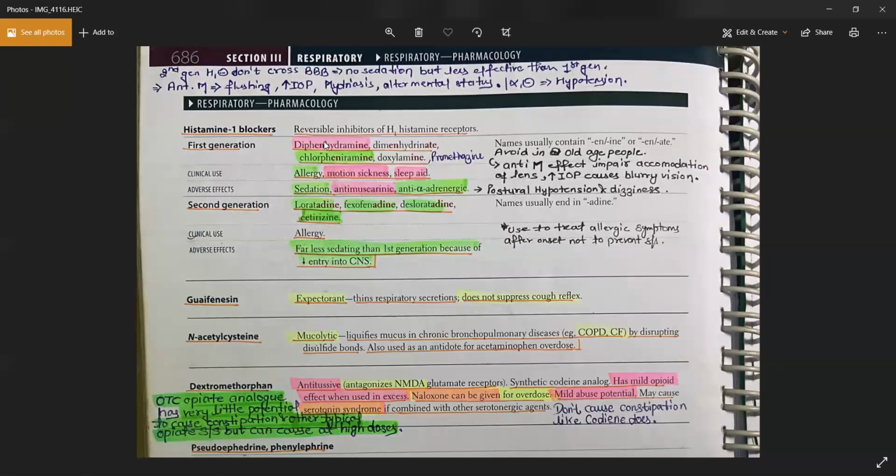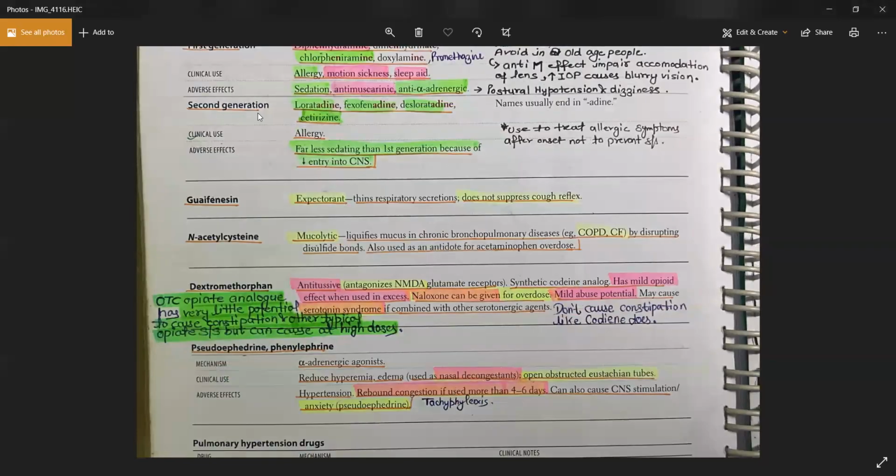For the first generation, you have diphenhydramine, dimenhydrinate, chlorpheniramine, doxylamine, and promethazine. These are the agents for the first generation blocker. For second generation, you always have the adine in them: loratadine, fexofenadine. And what about the H2 blockers? Any name? Cimetidine, ranitidine, famotidine. Yeah, they have the tidine in it, right? And these drugs have the adine in it. So A or I is very much important to differentiate between these two.